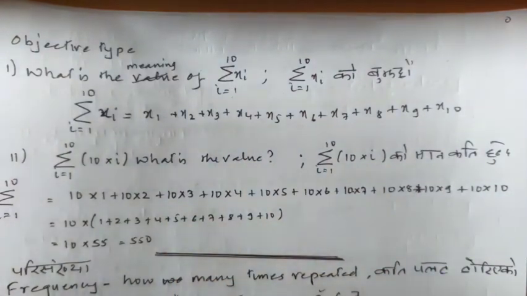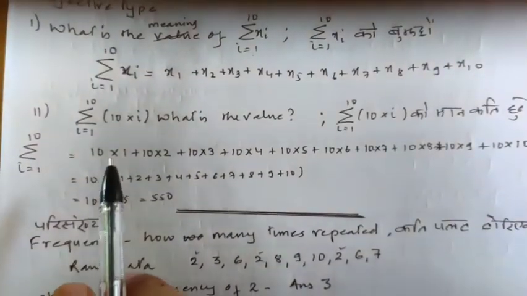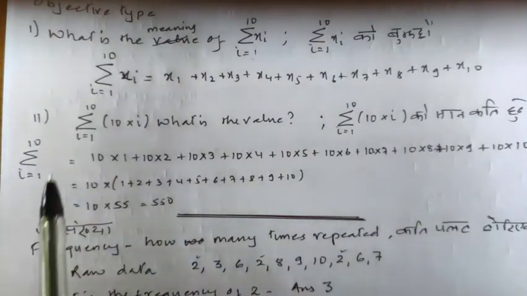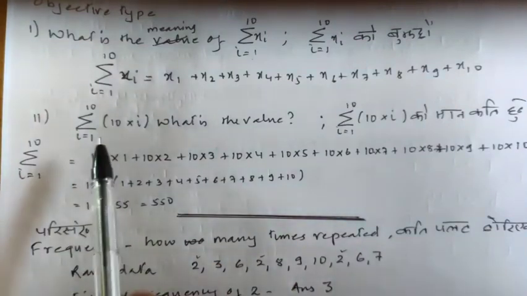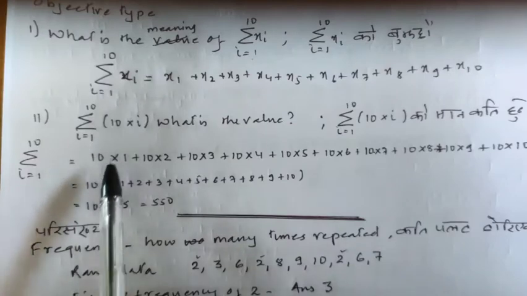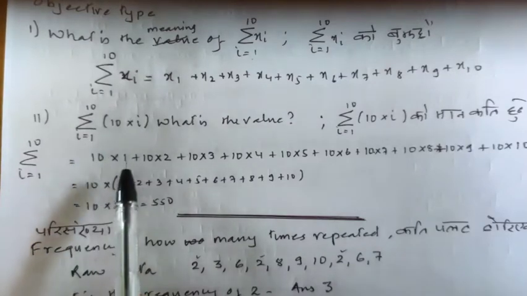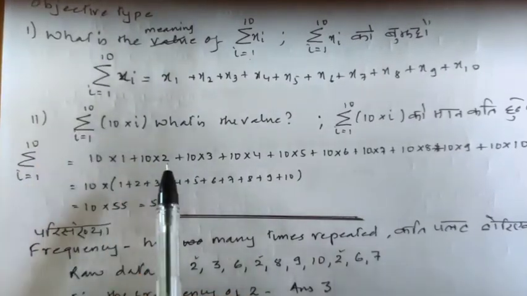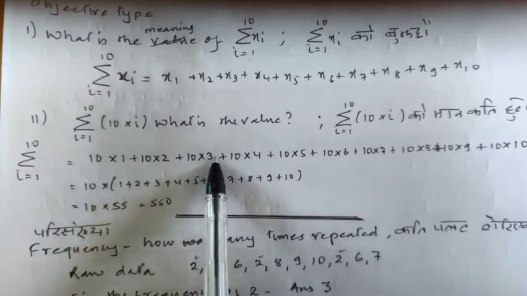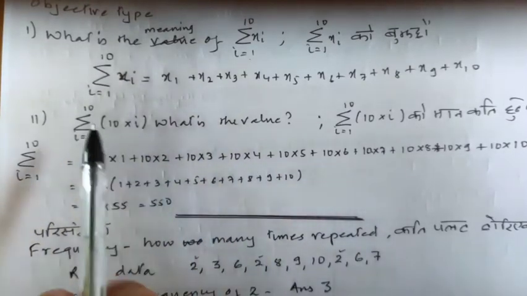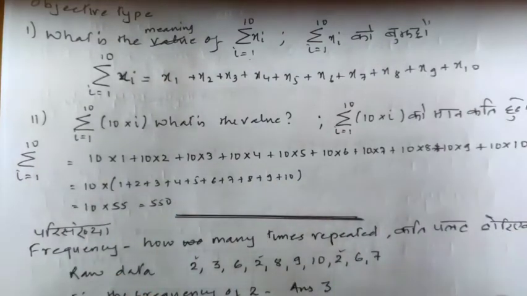Let's take another question. Summation I equals 1 till 10, and in brackets we have 10 into I. What will be the value of this? Again, I starts from 1 and goes till 10, and this time it is 10 into I. So 10 into 1, because I starts from 1, plus, due to summation we have a plus sign, 10 into 2, plus 10 into 3, plus 10 into 4, this plus sign is due to the summation, so we go till 10.